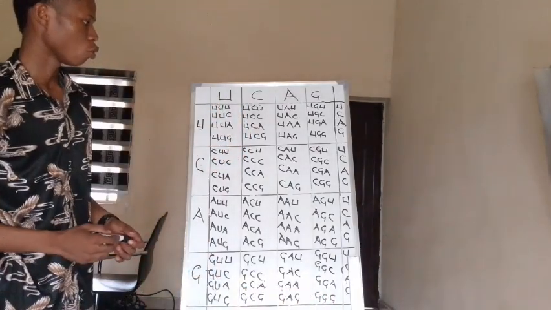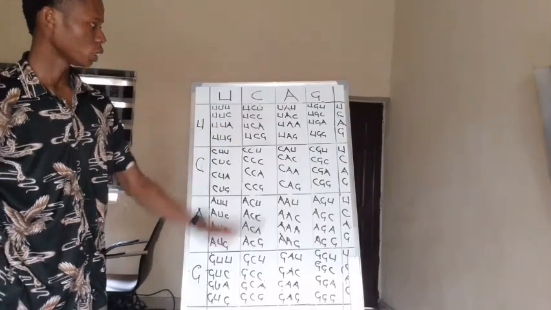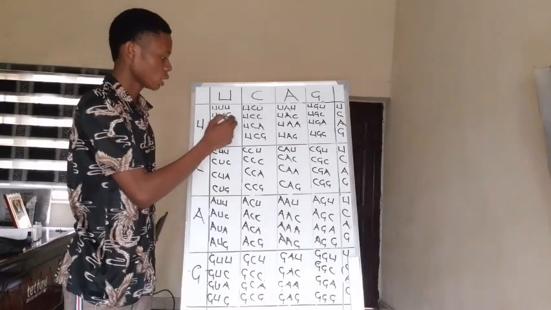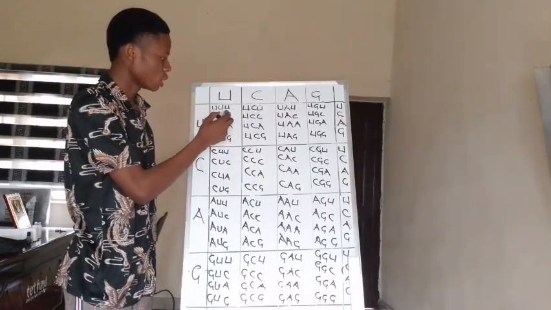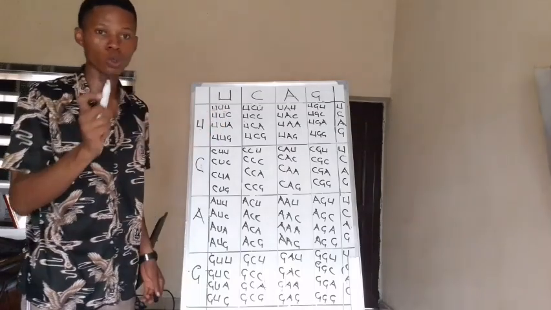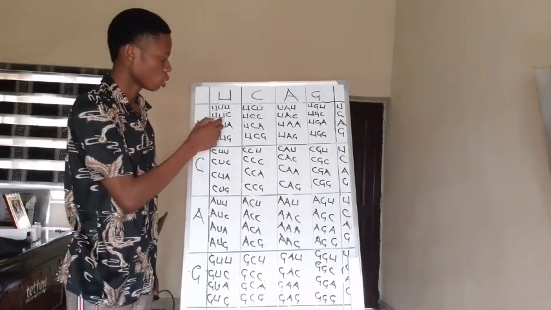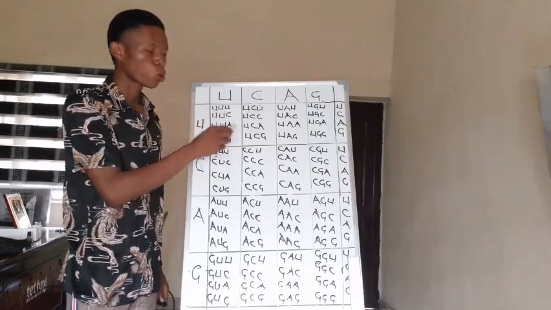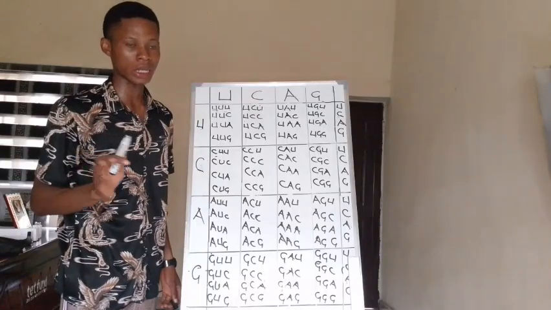Good. Now we are done with all the codons. These triplets, these three bases joined together, are called our codon. Each of these codons codes for a particular amino acid.